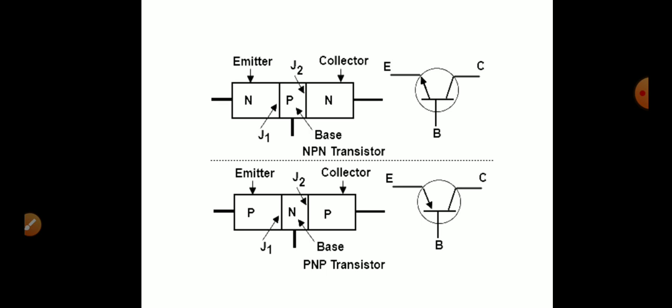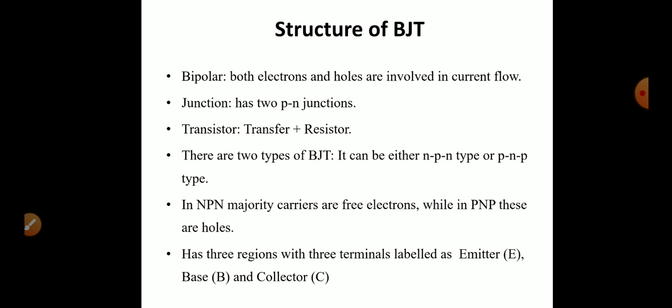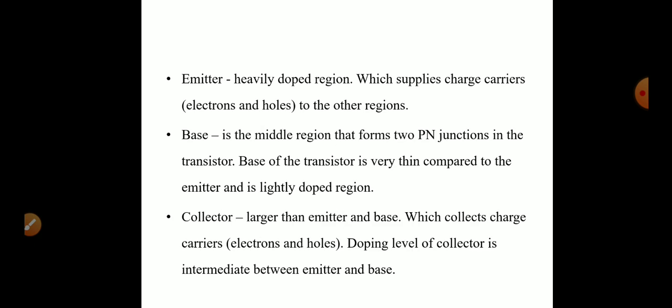Here we explain the structure of an NPN transistor. The three regions of a transistor are emitter, base and collector. As I said, the emitter is a heavily doped region which supplies charge carriers. The main function of the emitter is to supply the charge carriers. Here the charge carriers are electrons and holes based upon the NPN or PNP type. The main function of the emitter is to supply the charge carriers to the other regions.